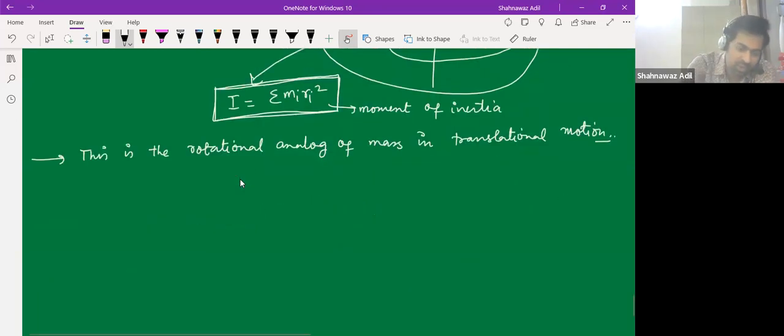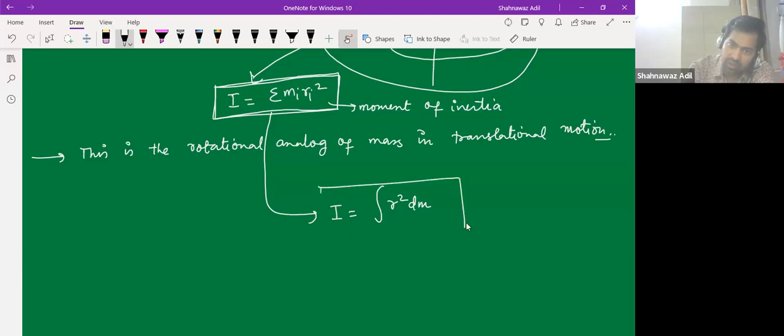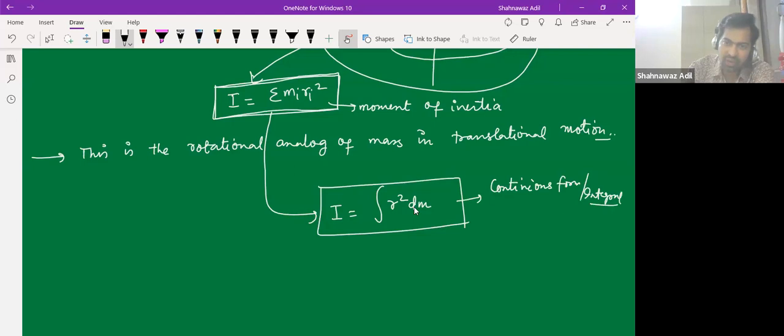And if I want to write it in the integral or continuous form, it would be the integral of r square dm. This is the continuous or integral form. If we have a continuous system, then this is the moment of inertia, and if we have a discrete system, then the summation is the moment of inertia.